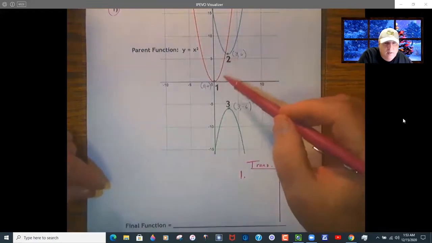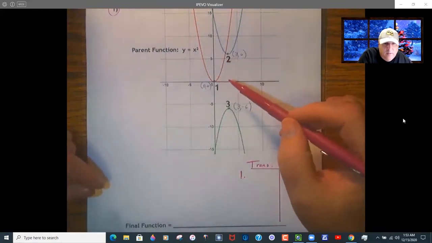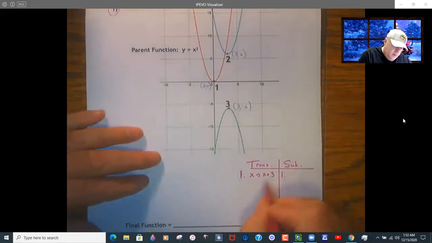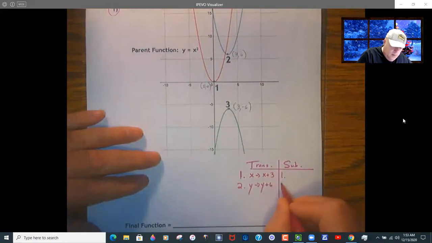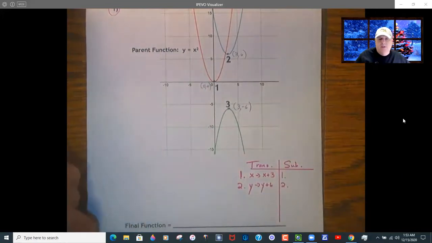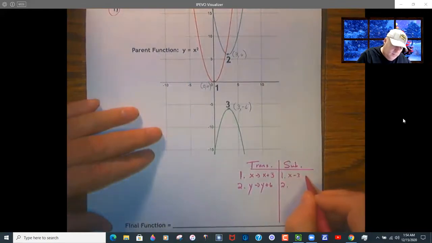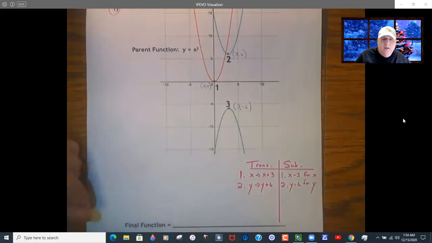So from 1 to 2, notice that we slid 3 units to the right and 6 units up. So I'm going to treat the X part first, 3 units to the right, and then 6 units up. And then remember, when we substitute in, we substitute the inverse in. So X minus 3 for X, Y minus 6 for Y. And then when we do that, we simplify on the X side and then we solve for Y.